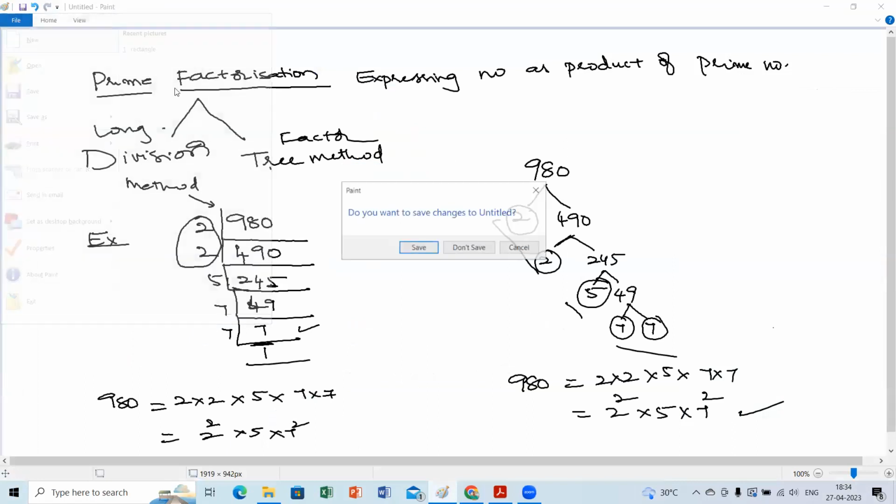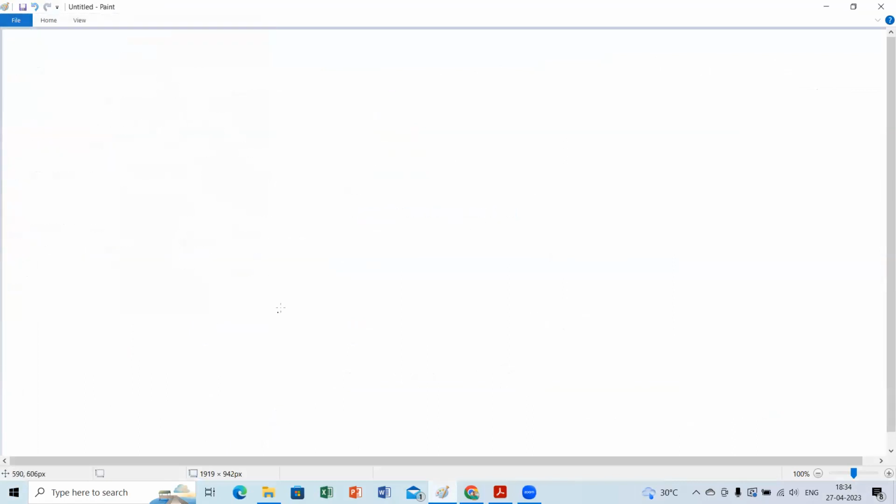See here, 60 can be expressed. You can do any method, children. We know that 60, how do we have to express it further? 60 is 6 multiplied with 10. Yes or no? So 6 and 10 both are composite numbers. You should not circle them. You have to further make branches to that. So 6 can be expressed as 2 and 3, or 3 and 2.